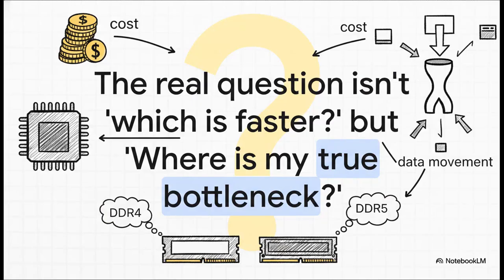When you really get down to it, this whole thing brings us to the most important takeaway of all. It's about changing the question you're asking. The real question isn't just which one is faster. It's where is my system actually choking? Is it compute? Is it cost? Or is it the sheer fire hose of data I'm trying to manage? Once you answer that, you've got your answer. So, what's your bottleneck?